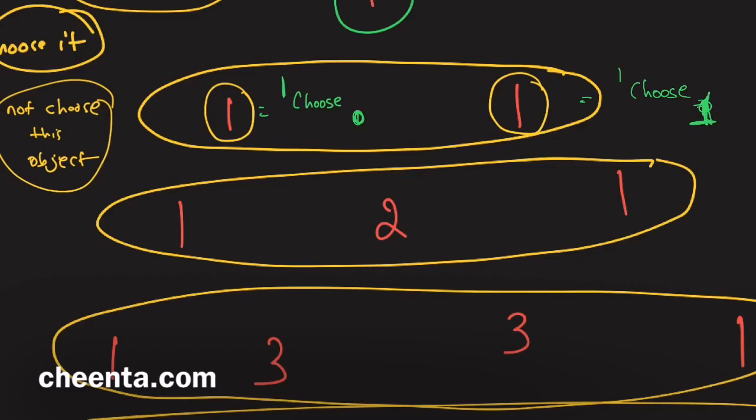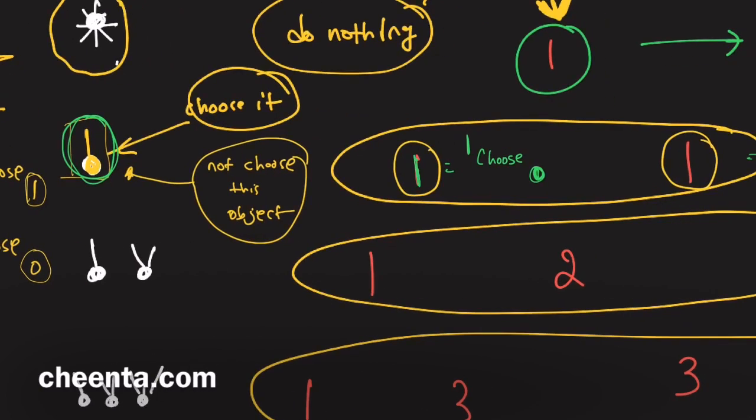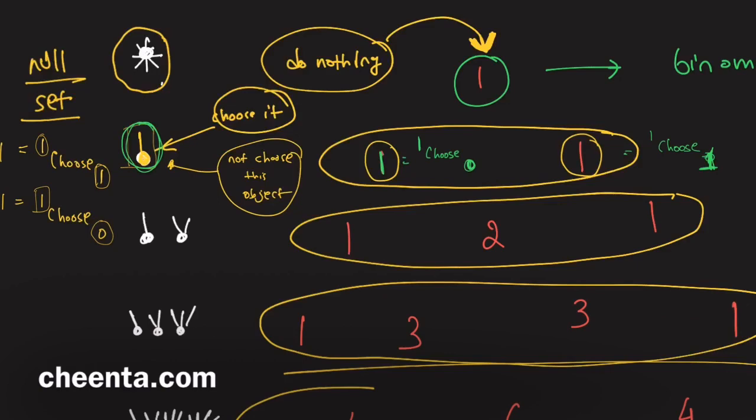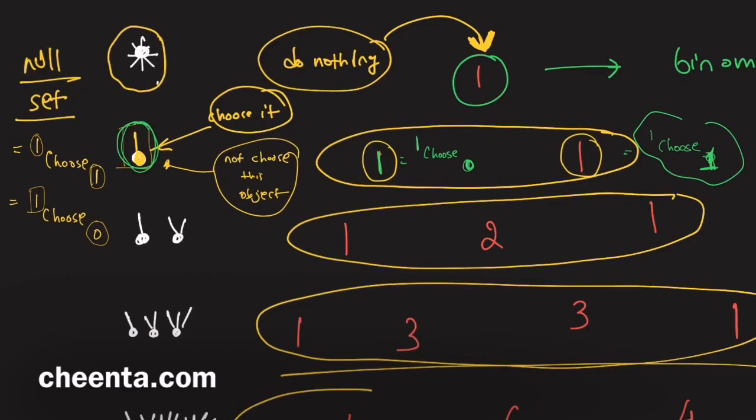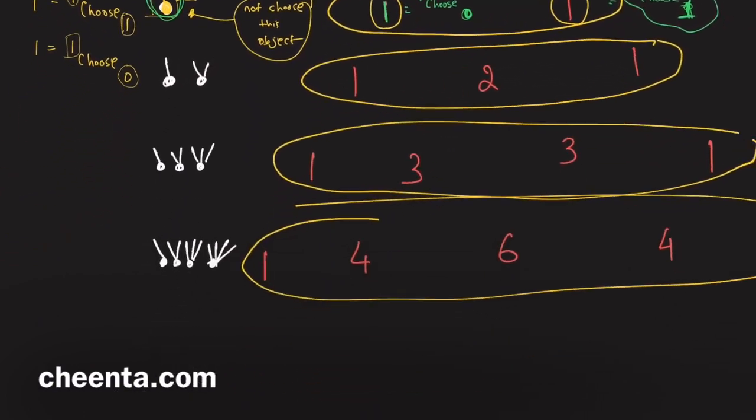There is only one way of choosing nothing from this particular set of one object, and that one way I have recorded here. This number 1 represents that one way of doing it. What is that one way? Do nothing. I told you doing nothing is actually something. The second part of the story is to choose one object from one object. How many ways can you do it? Well, only one way: choose that object. Things will be much clearer in the third line.